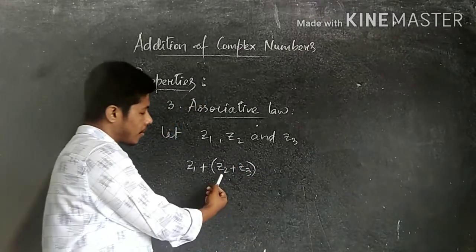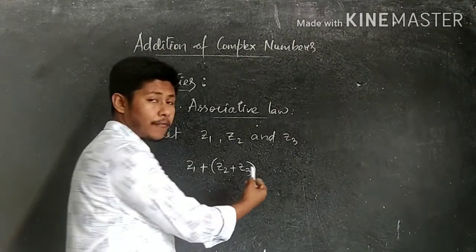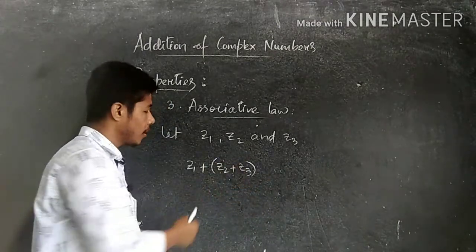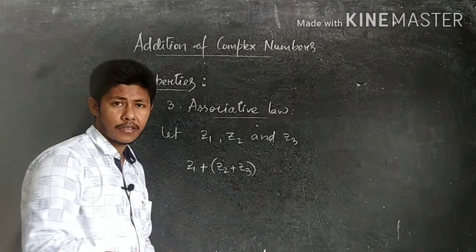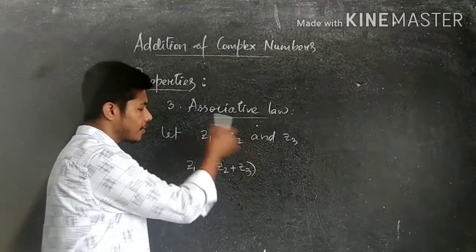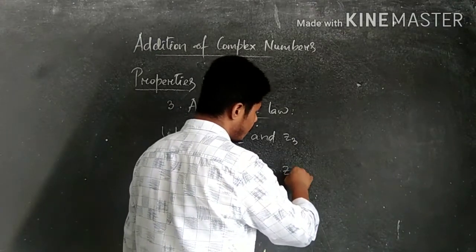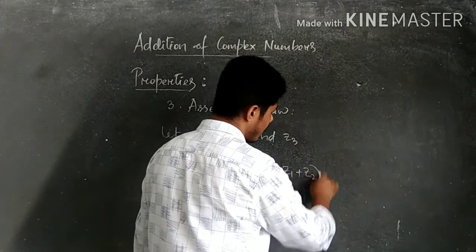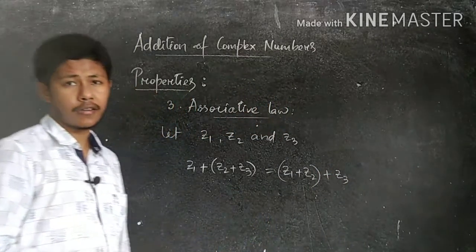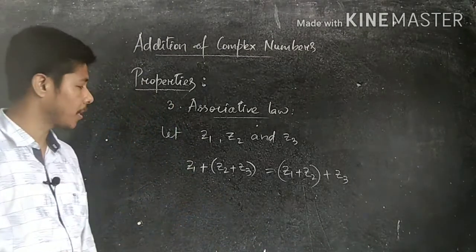So what is the meaning of this one? We add Z2 and Z3 first because it is of the form A plus IB, it is also of the form A plus ID. So Z2 plus Z3 we have to add first, and then we have to add with Z1. Whatever the result from here we get, the same result if you do Z1 plus Z2 first, and then if we add with Z3, then the same result we get here. Is not it? In case of addition, easily it is applicable.